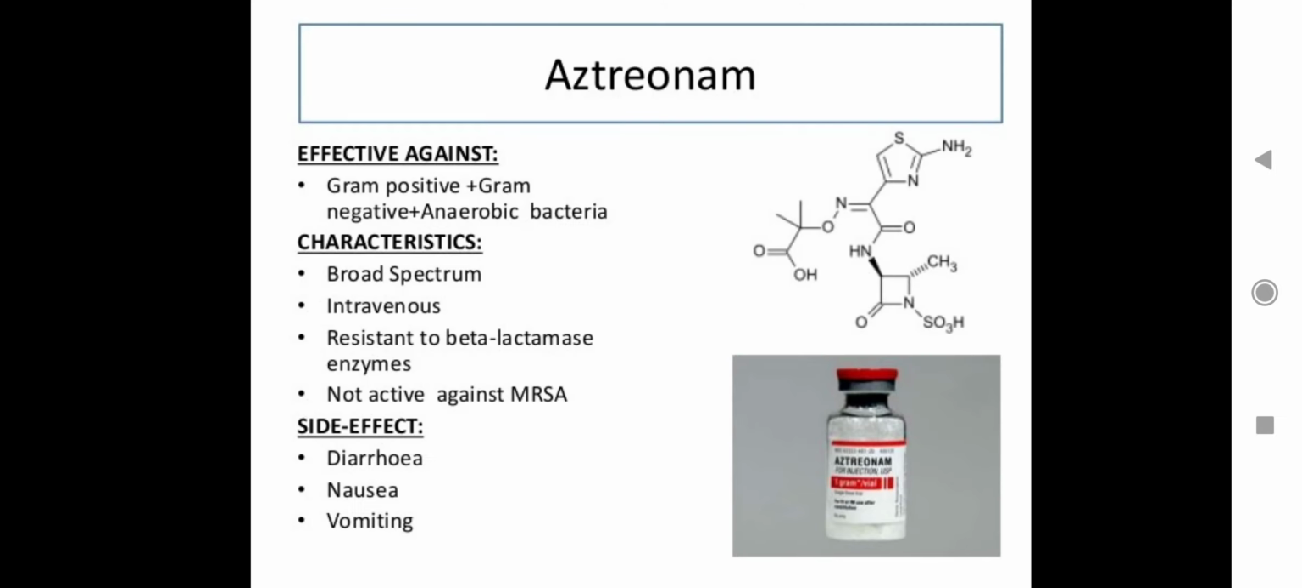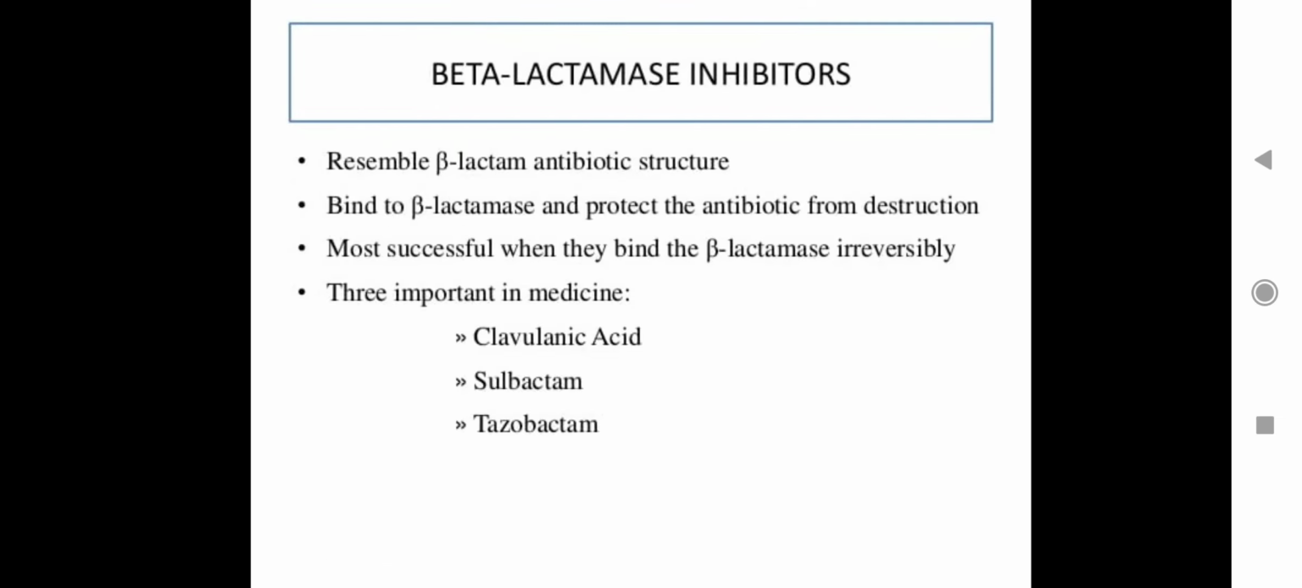Next class is monobactams. The monobactams are effective against gram-positive, gram-negative and anaerobic bacteria similar to imipenem. Characteristics are broad spectrum, resistant to beta-lactamase, and their side effects include nausea, vomiting, diarrhea. Beta-lactamase inhibitors resemble beta-lactam antibiotic structure. They bind to beta-lactamase and protect the antibiotic from destruction. They include clavulanic acid, sulbactam, tazobactam.